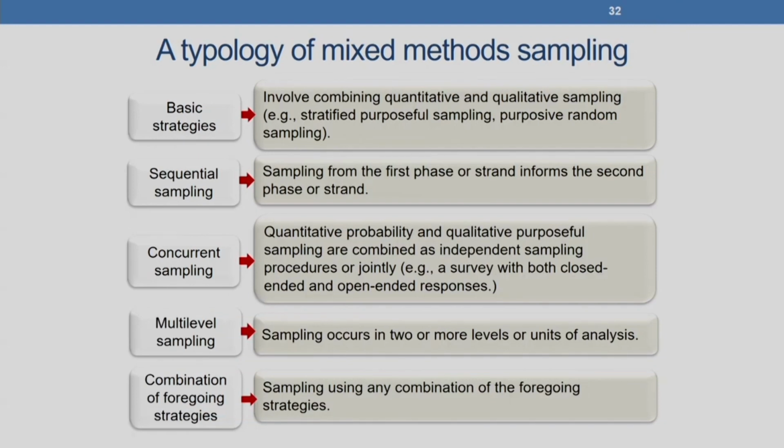These are certain typologies of mixed method sampling, basic strategies that involve combining quant and qual sampling, for example, stratified purposeful sampling, purposive random sampling and so on. This lesson will be followed by a lesson on sample survey methods, where we will go into details of what are purposeful sampling, purposive random sampling and so on. And therefore, we will discuss this slide in the upcoming lesson.